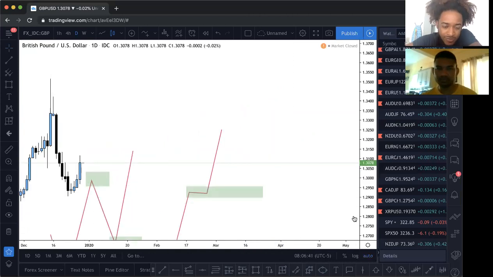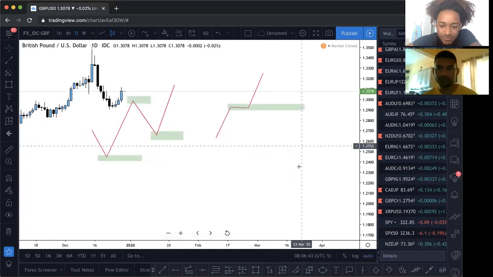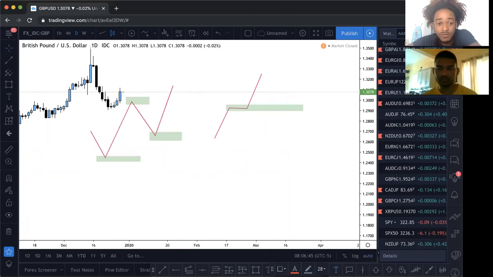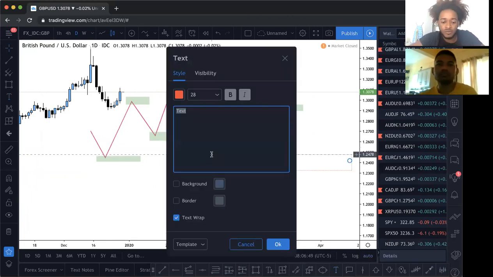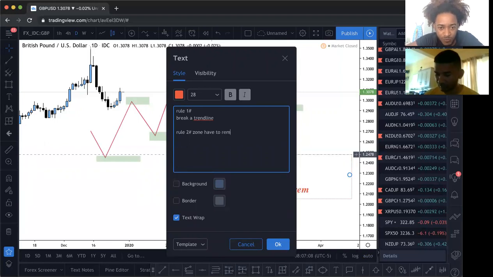We know there are a couple of simple rules to validate a zone, right? Rule number one, the zone has to break a trend line. Rule number two, the zone has to remove another zone.